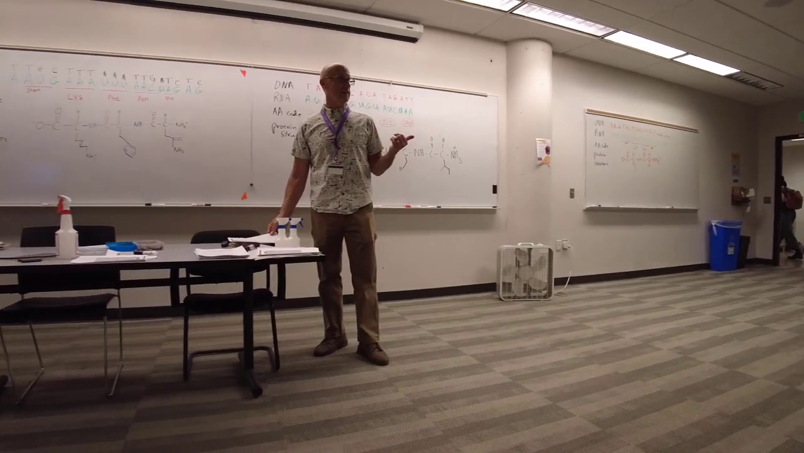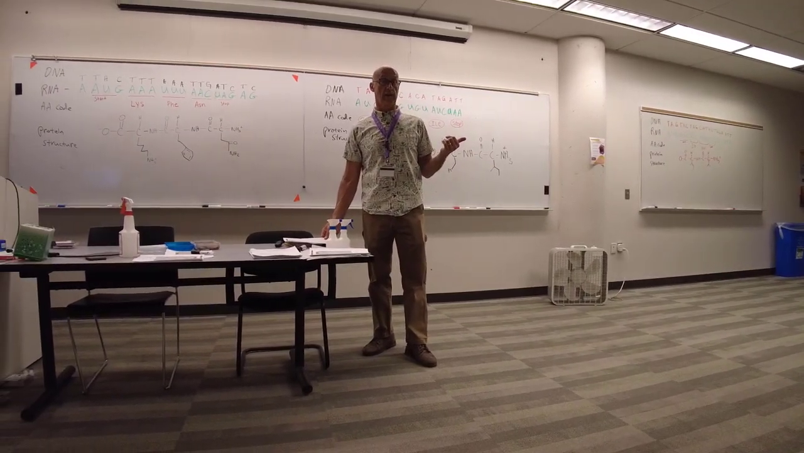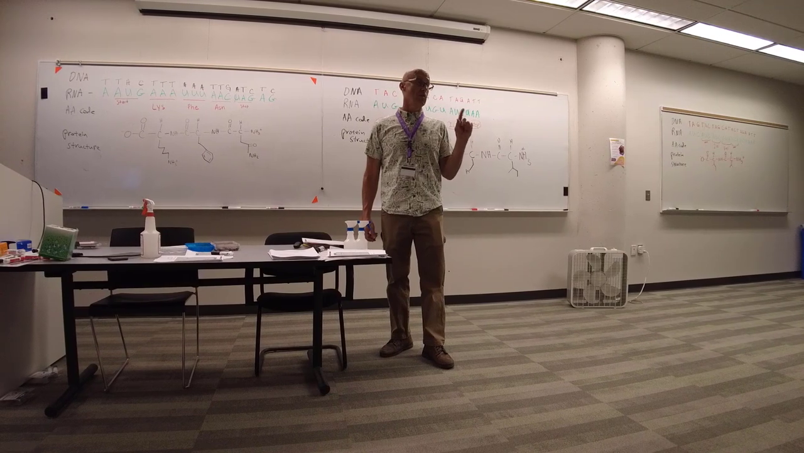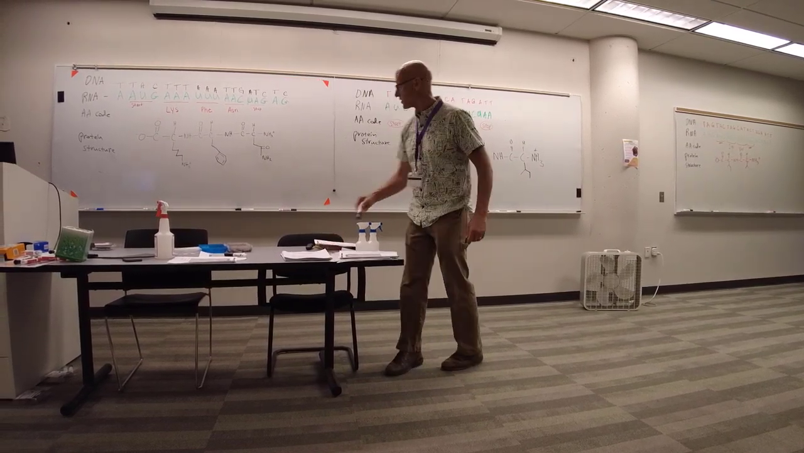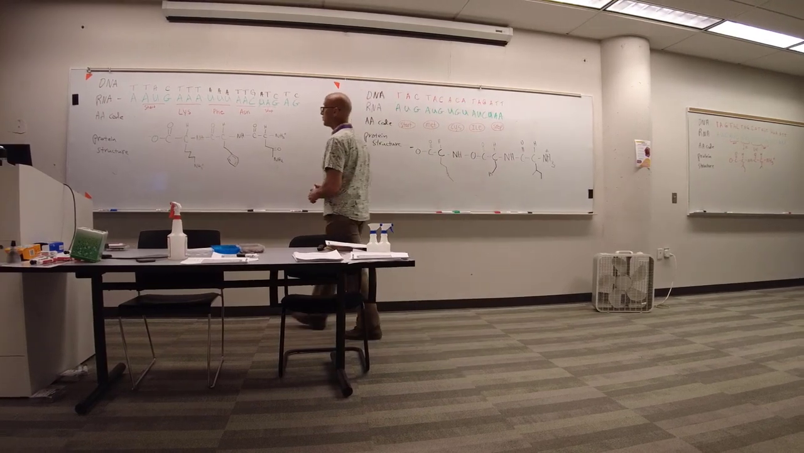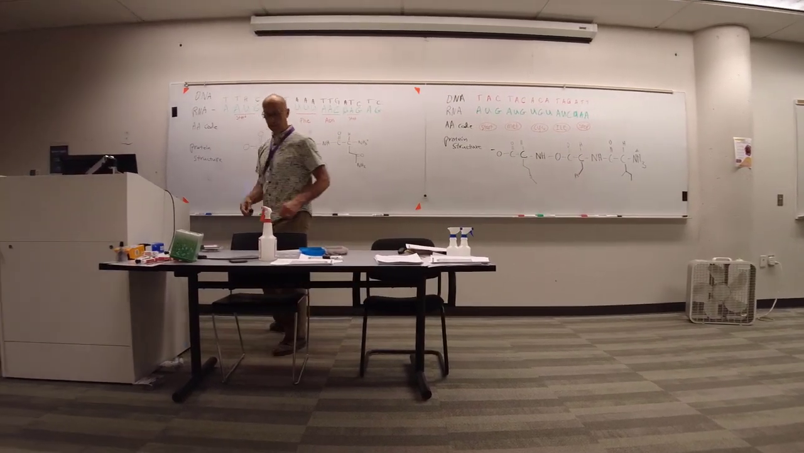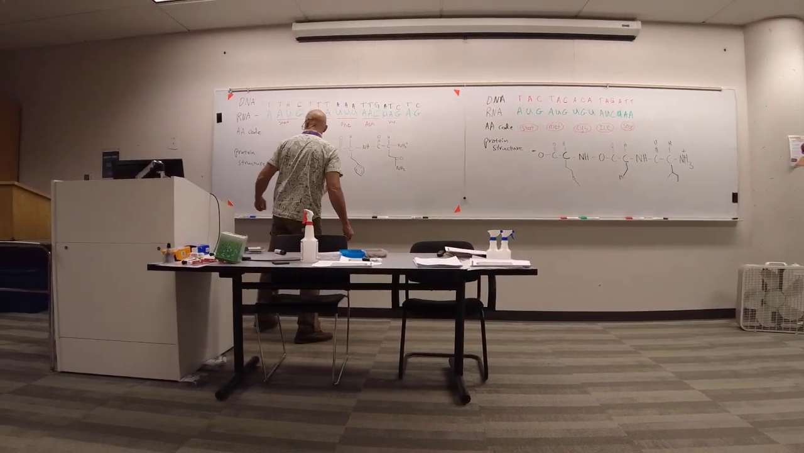How would a proline end up in a protein structure? Like, what would it look like? Because one of the NHs is tied up, correct? So that's a really interesting question. I'm about to do that, but before I do, I'm just going to finish these pictures. These are good.